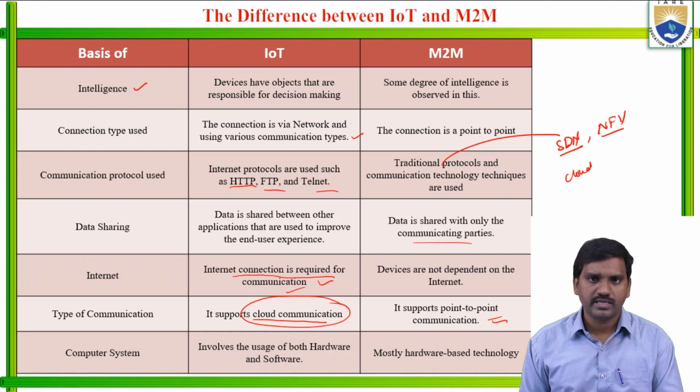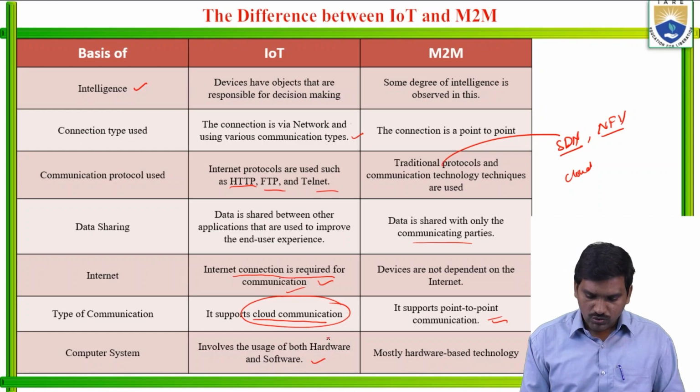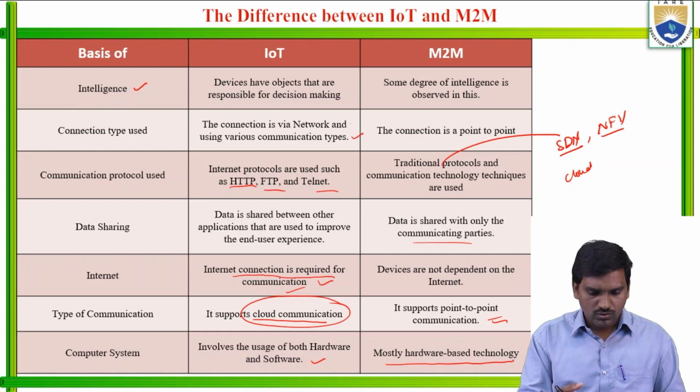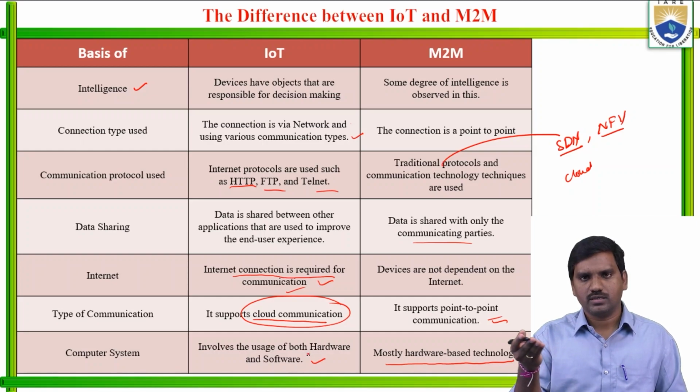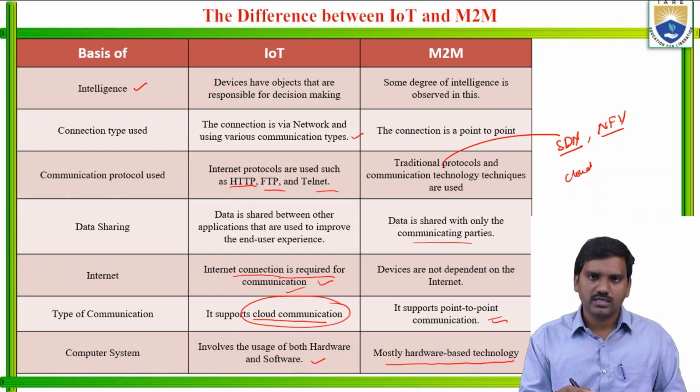Next, in terms of communication system, it involves both hardware and software. It is mostly a hardware-based technology. In machine to machine, the machine is the hardware, and the server is also a hardware machine. Here the car is the hardware, and our mobile software is the software. In mobile we are using software, so it is a combination of hardware and software with some mechanism. These are the differences between IoT and machine to machine in terms of computer system.